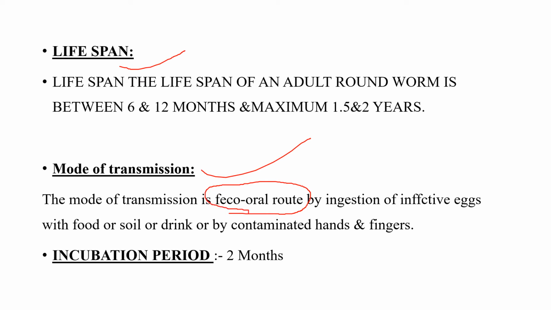So usually it is by the ingestion of the infective eggs which are present in contaminated food, soil, or drinking water, or by contaminated hands and fingers. So this is the mode of transmission that we have. Next we are going to discuss the incubation period. The incubation period is around 2 months. Two months is the incubation period for the roundworm.